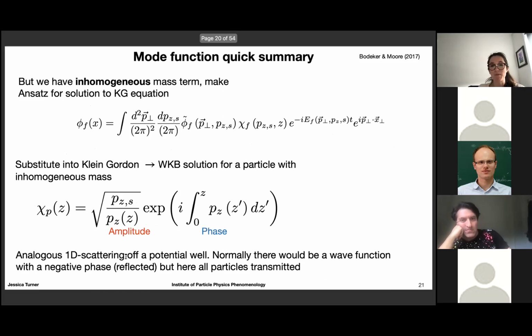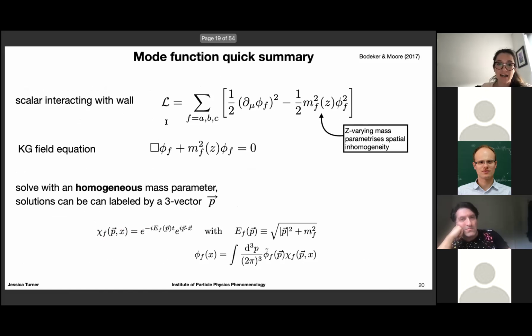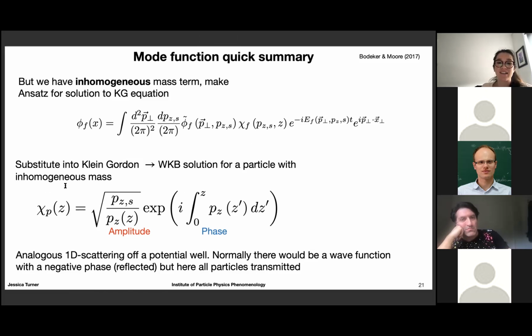However, as I said, the bubble creates an inhomogeneous background and an inhomogeneous mass term. So one makes an ansatz for the solution to this field equation, where you have a phase of energy and a phase associated with the transverse momentum, but not a phase associated with the z momentum, because that's not conserved. One would then take this ansatz, plug it back into the field equation, and what you find is that the solution to that field equation is just the mode functions that I showed you before, where we have an amplitude and a phase.